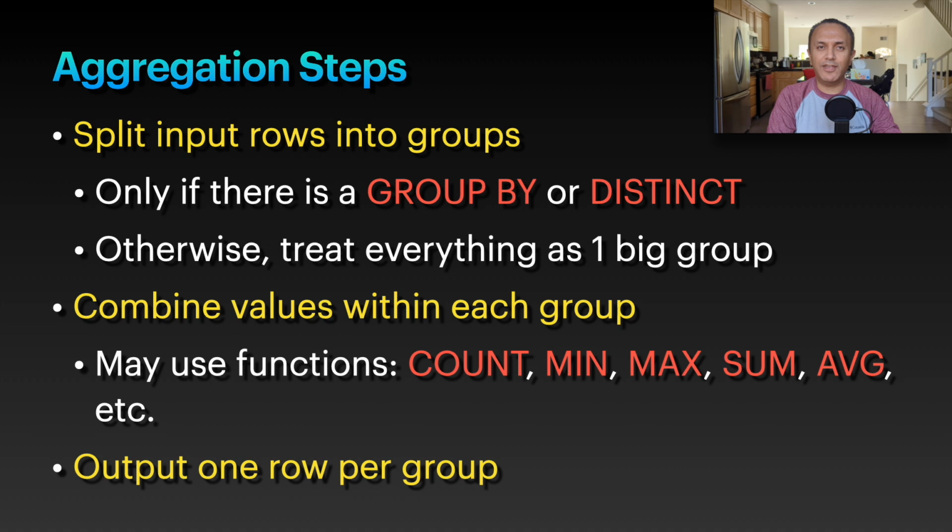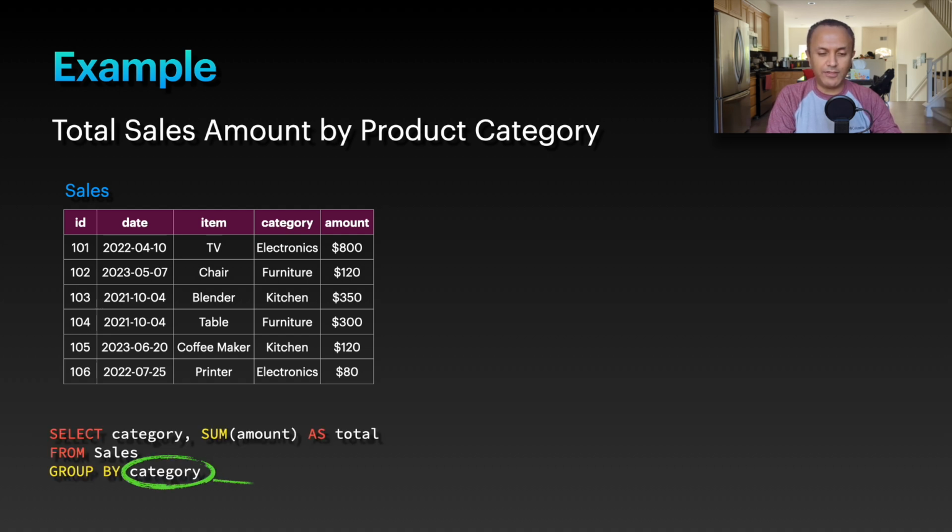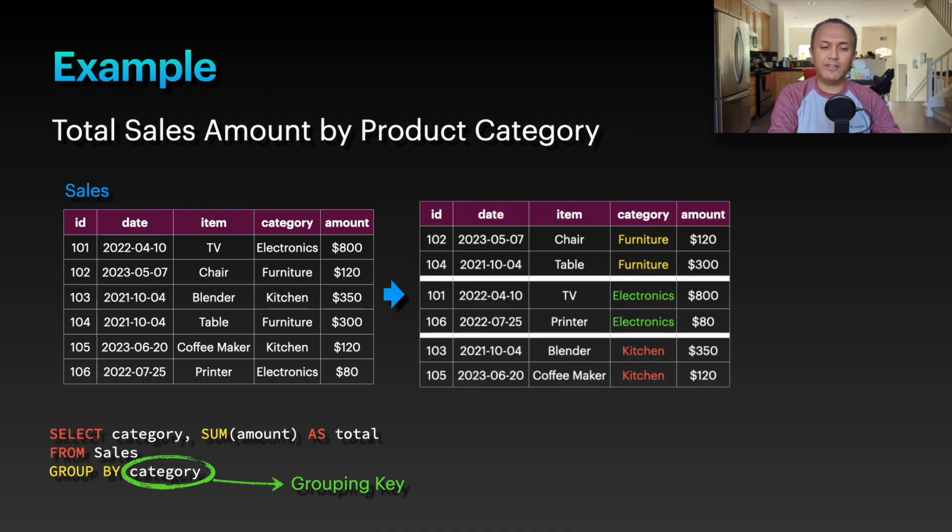Let's see what that looks like with an example. So here is the query that we've seen before, getting the sales amount per category. Let's illustrate the steps that we've just mentioned. Again, this is the query that we have. Category here is the grouping key. So the first step is to split the table into separate groups based on this grouping key. So you can visualize it like we have these barriers, and we've grouped all the rows that have furniture into one group, all the rows that have electronics into one group, all the rows that have kitchen into one group.